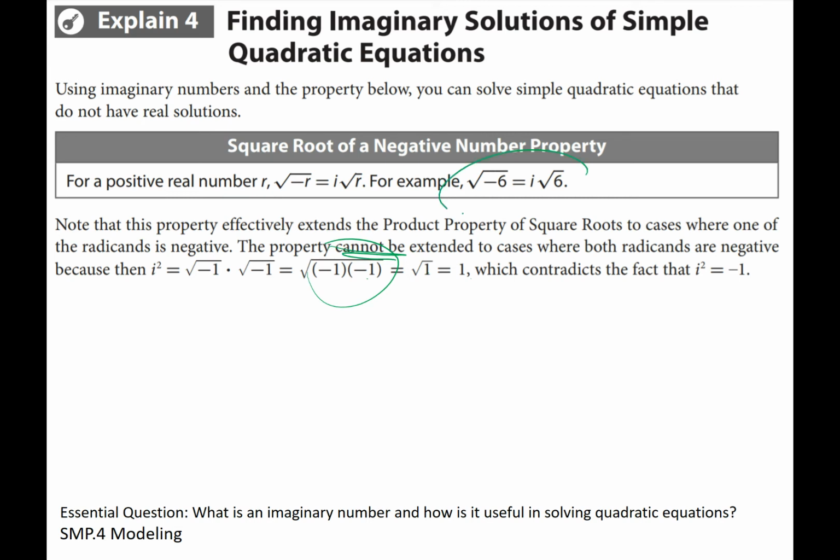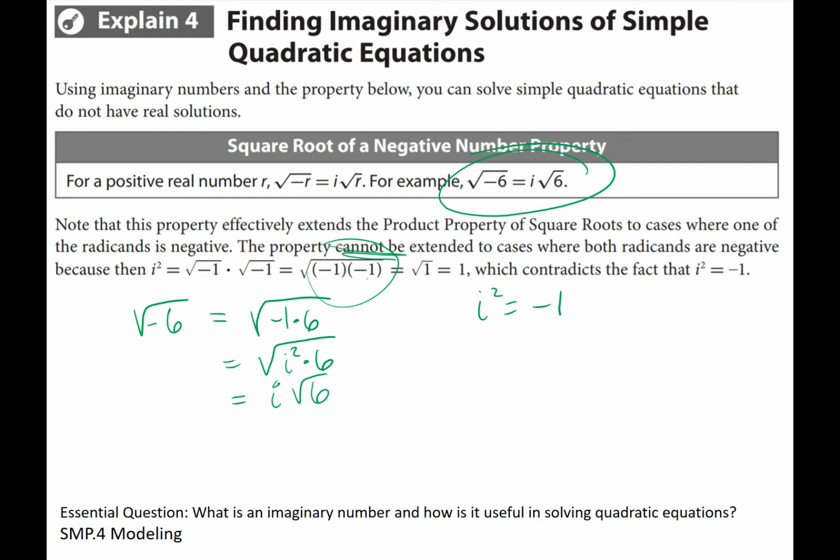All right, so let's talk about this one here. I'm going to step through this and show you my mental trick. I know the negative 6 could be rewritten as negative 1 times 6, and we learned today that i squared equals negative 1. So I can rewrite that as i squared times 6. I can't break up the 6, but I can take the square root of i squared. So the square root of i squared is i, giving i square root of 6.